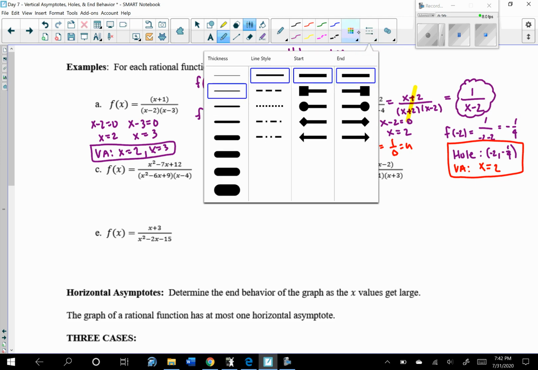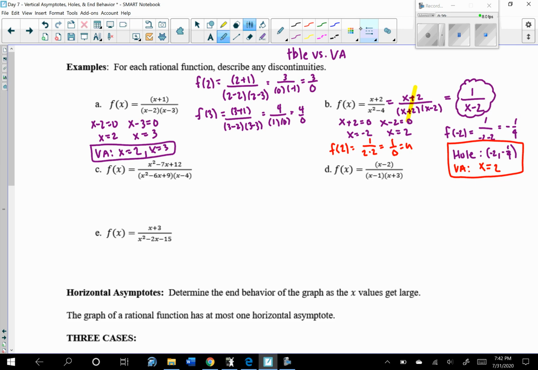So for the next one, the first thing we need to do is factor. So this factors into, we want factors of 12 that add up to -7, so x minus 4 times x minus 3. And in my denominator, factors of 9 that add up to -6 would be x minus 3 times x minus 3. And this doesn't factor any further, so x minus 4.